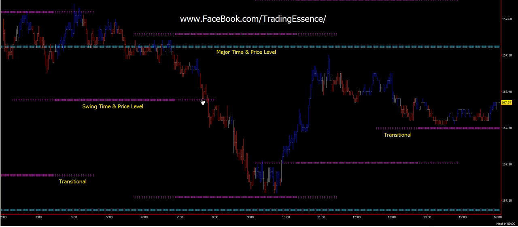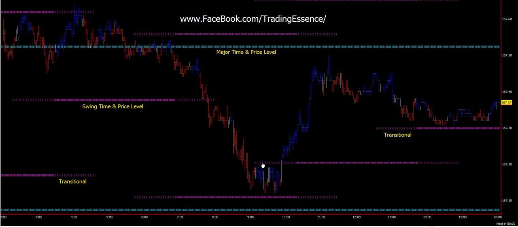And as you can see, we broke lower, came down to this transitional level right here on the swing price level, came up just a little bit, about 6 minutes, and then broke again, then chopped, and then broke again. And came down to this swing price level here. Got back in this transitional level here.